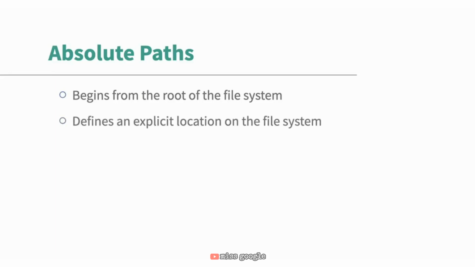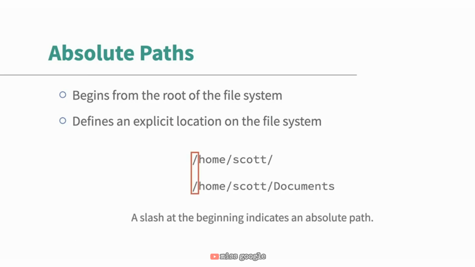This allows us to define a full, specific location from the highest level of the file system all the way down to a specific directory or file. So, for example, the absolute path to my home directory would be /home/scott. And the absolute path to my documents directory on my system would be /home/scott/documents. We can tell that these are absolute paths because they begin with a slash representing the file system root.